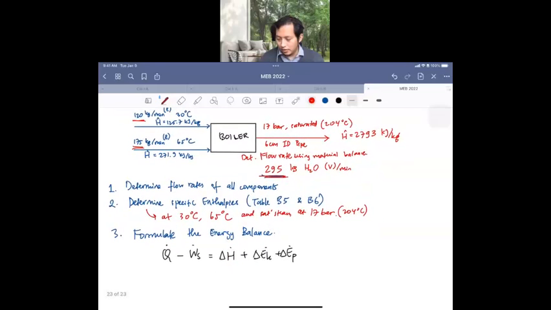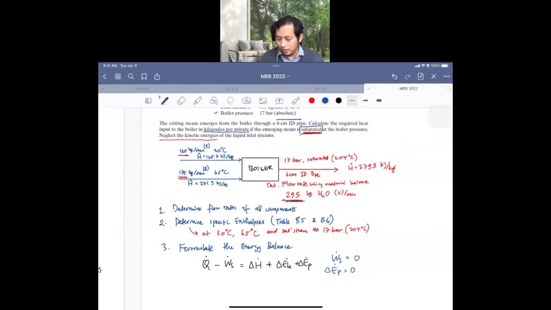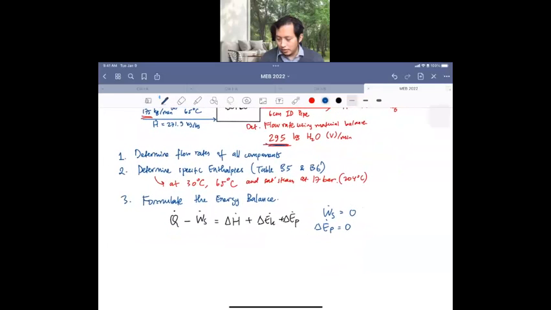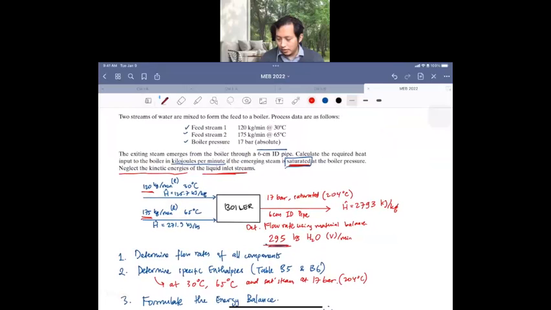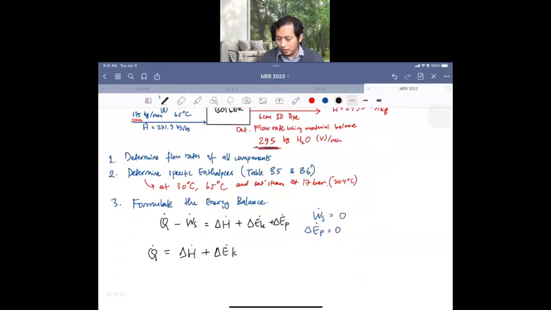And we may assume, if there's nothing given in the information, that the work shaft is 0, the kinetics or the potentials is 0, and then we can write down the formulation to be the heat flow is equal to the change in enthalpy plus the kinetics, because we only neglect the kinetics on liquid inlet streams, right? Okay. So we may focus on the outlet.